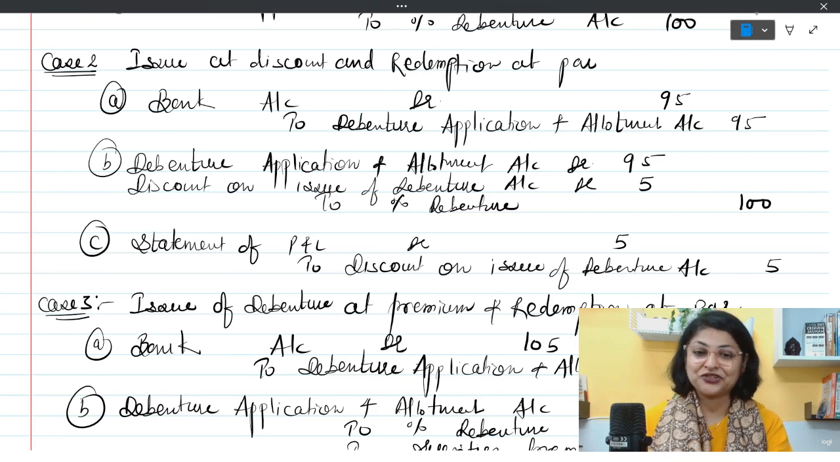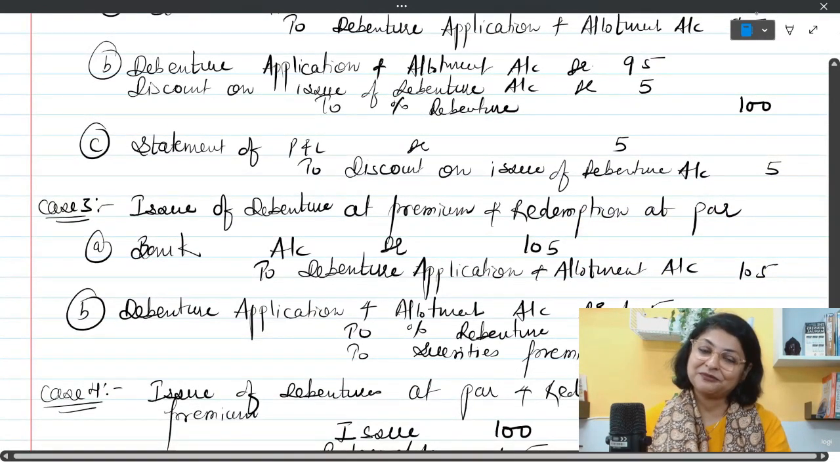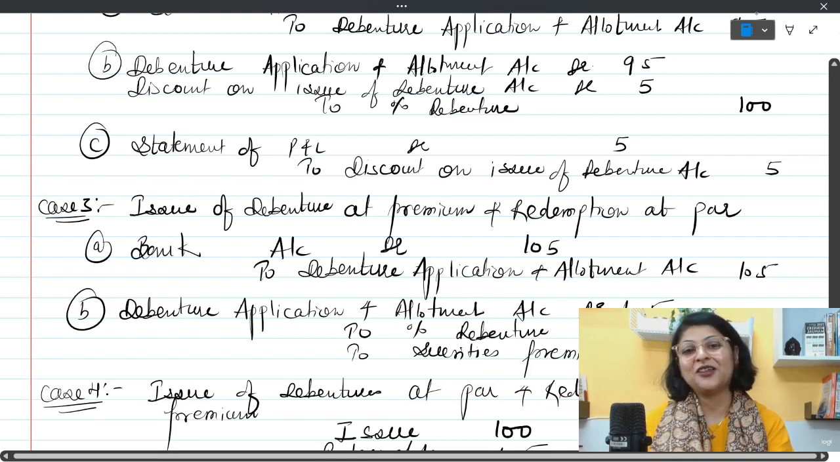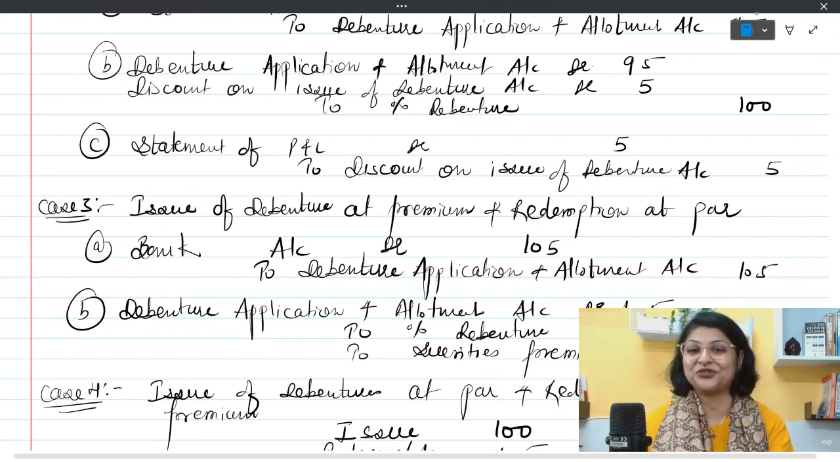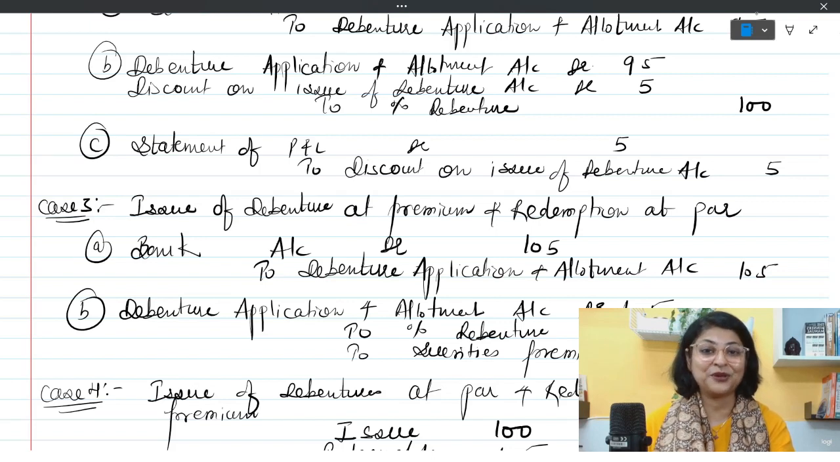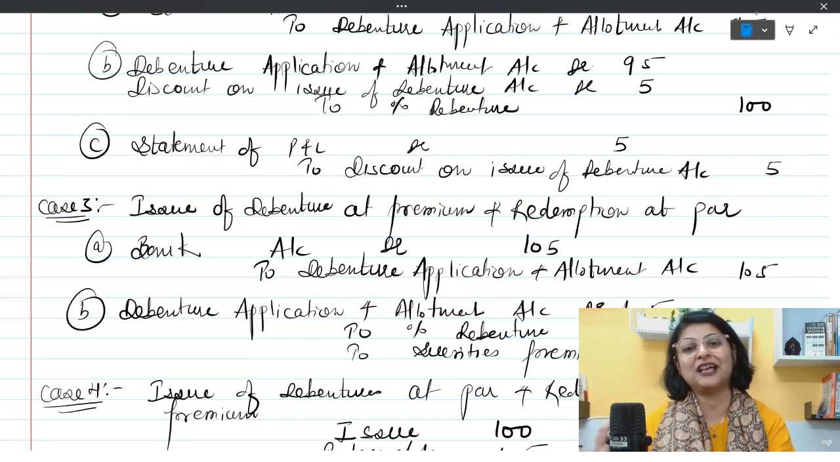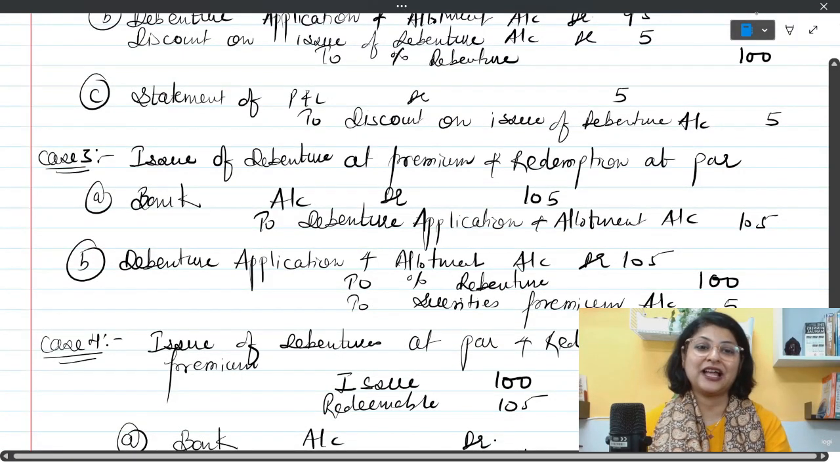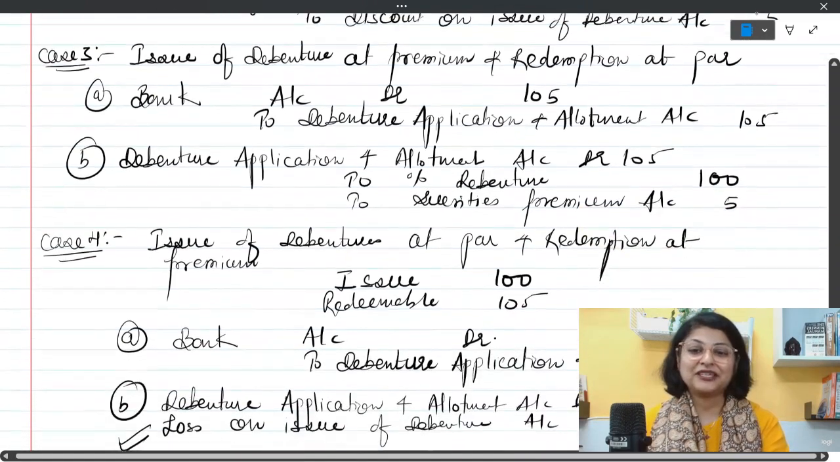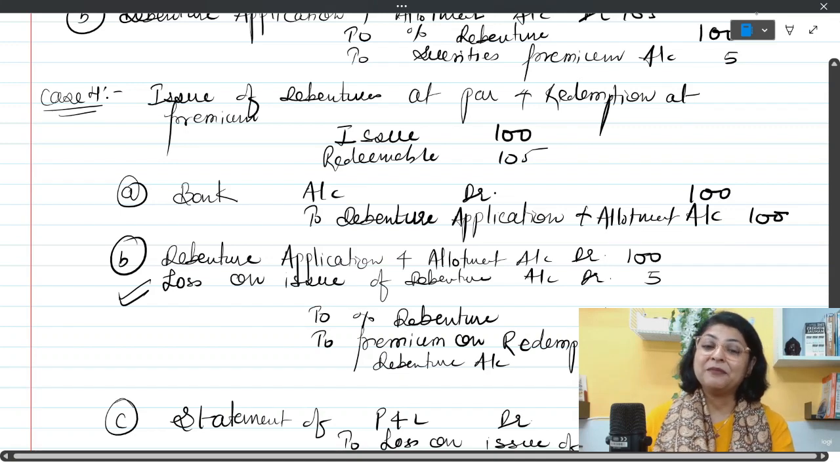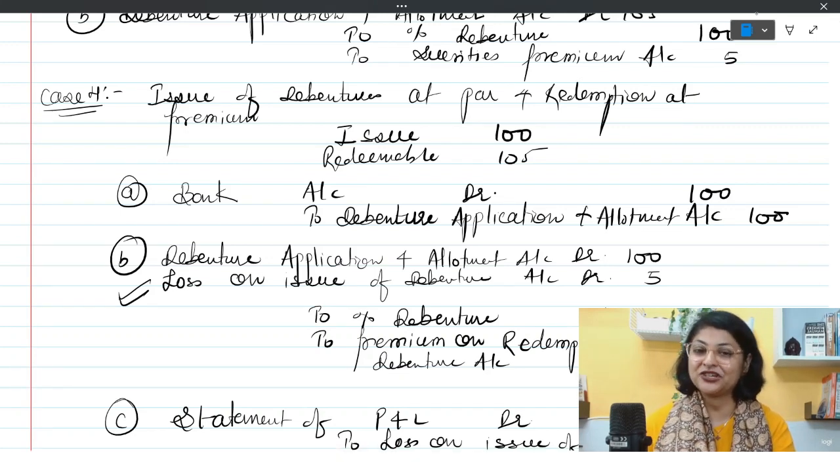Case number 3, issue of debenture at premium and redemption at par. In the first entry, bank account debit to debenture application and allotment. In the second entry, you are going to write security premium on the credit side, because the 5 rupees which you have taken extra from the debenture holder has to be recorded separately. Case number 4 was issue of debenture at par and redemption at premium. It means you are having a loss of rupees 5 at the time of redemption of debenture, which has to be booked today.